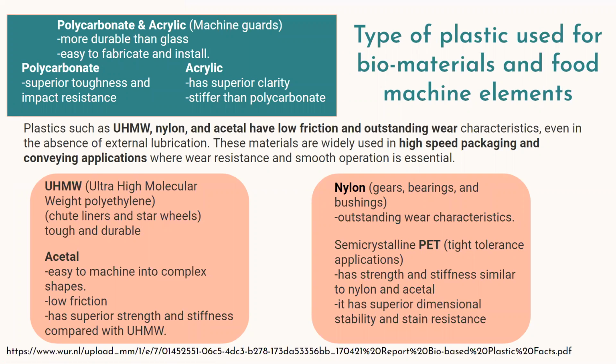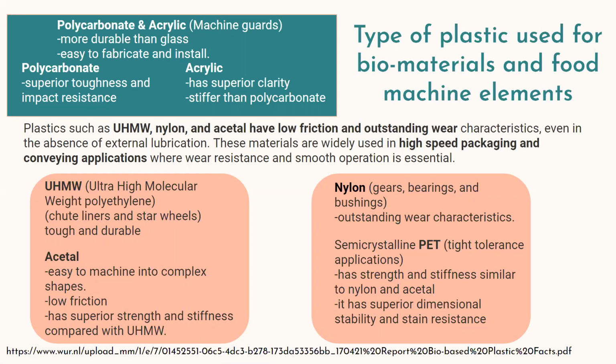So I'm going to explain about the types of plastics for the machine elements that I just listed. For the machine guards, polycarbonate and acrylic sheet materials are ideal choices. They are far more durable than glass and are easy to fabricate and install. Polycarbonate has superior toughness and impact resistance, and acrylic has superior clarity and is stiffer than polycarbonate. Acrylic is often used for large unsupported machine guards when the impact resistance of polycarbonate is not required.